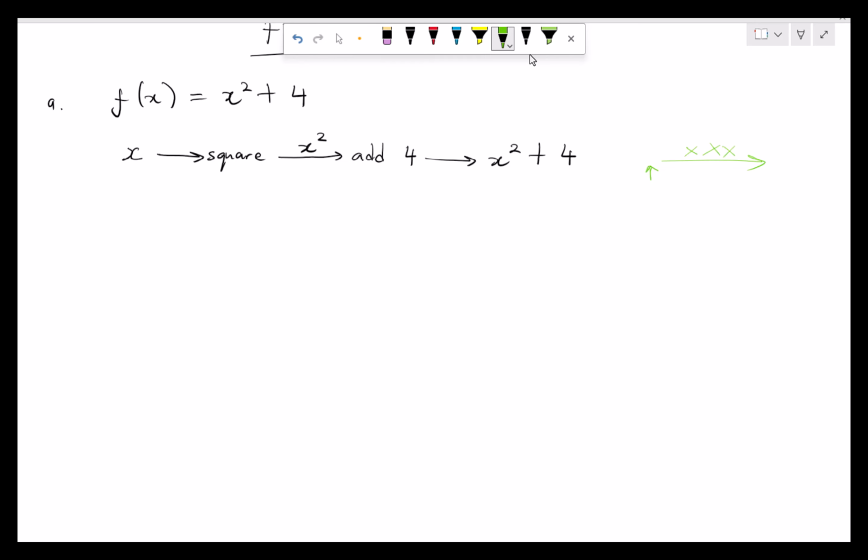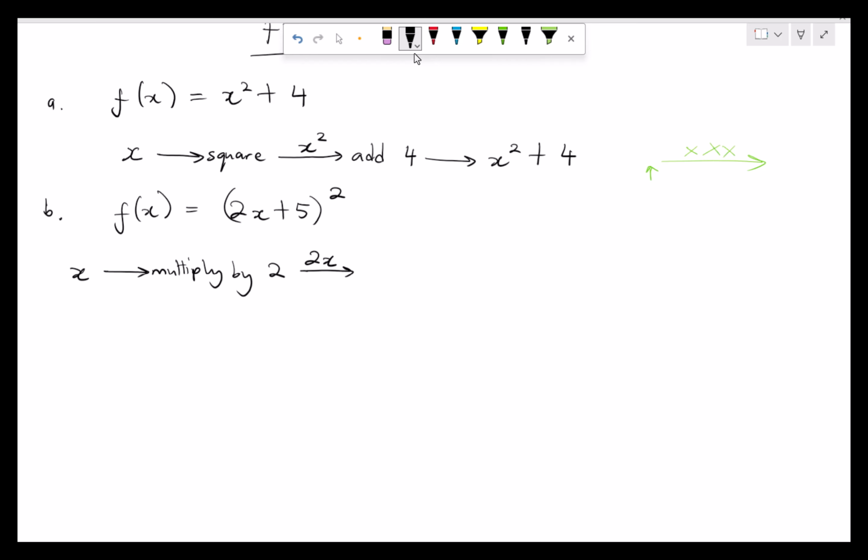Let's do another example whereby we have f of x is equal to 2x plus 5 squared. Remember, you always start with x. So you look at the question, what did we do to the x value? We multiplied it by 2. So you say multiply by 2 to get 2x. And then what did we do next? We added 5. So you say add 5. And when you add 5, you get 2x plus 5.